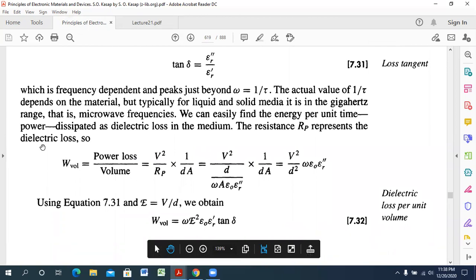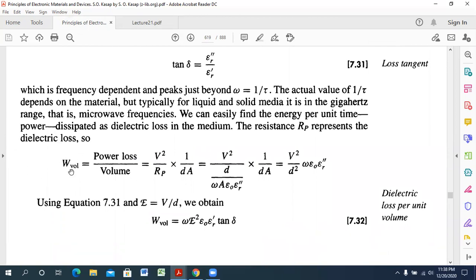So this one is defined as the loss of energy or the power loss per unit volume. We know that previously we have derived that power equals V square divided by Rp, or V square Y, that means the conductance, sorry, susceptance. Volume equals the area multiplied with the distance. So very simple formulas are here. That one is the dielectric losses per unit volume.